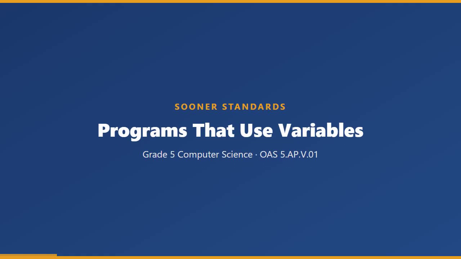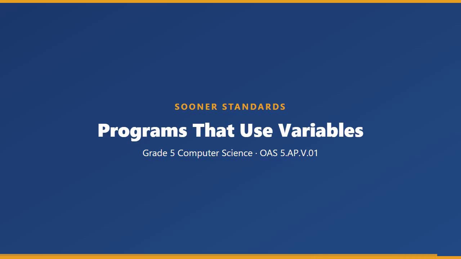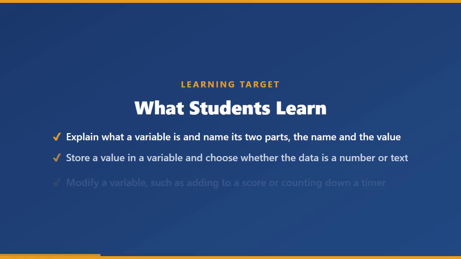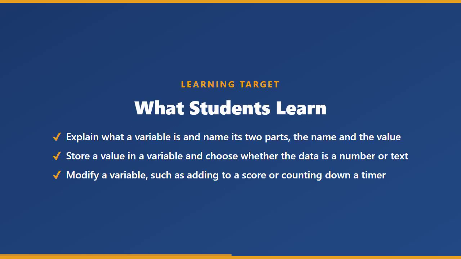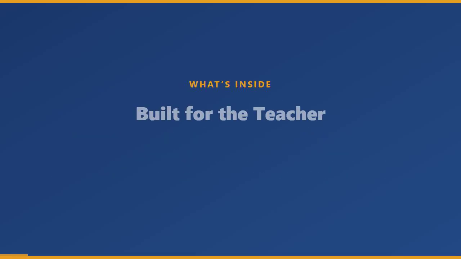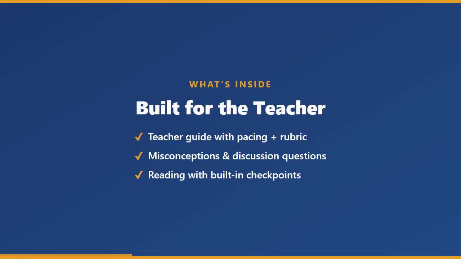From Sooner Standards, programs that use variables, a complete Grade 5 computer science unit for Oklahoma Standard 5APV01. Students learn to create a simple program that uses a variable to store data and modify it while the program runs.